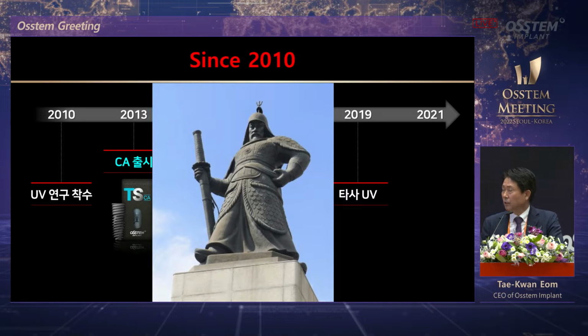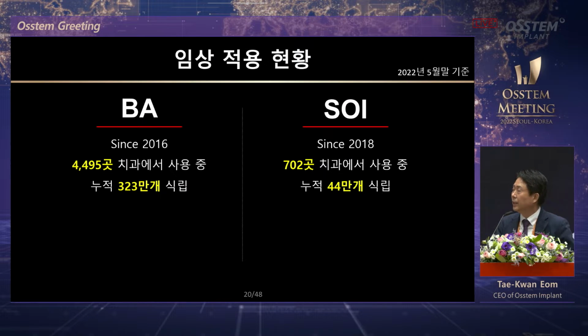At Osstem, General Lee Sun-shin said, "Don't let others know about my death." So we have a secret project. We named the project General Sun-shin Lee. We have many such secretive projects going on. UV treatment was the General Lee Sun-shin project, which means a trade secret project. Through a long project, we have come up with a very good product.